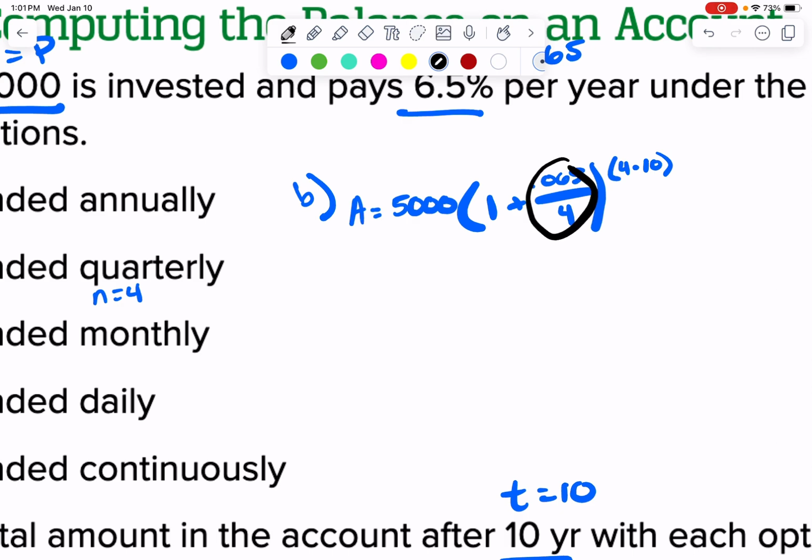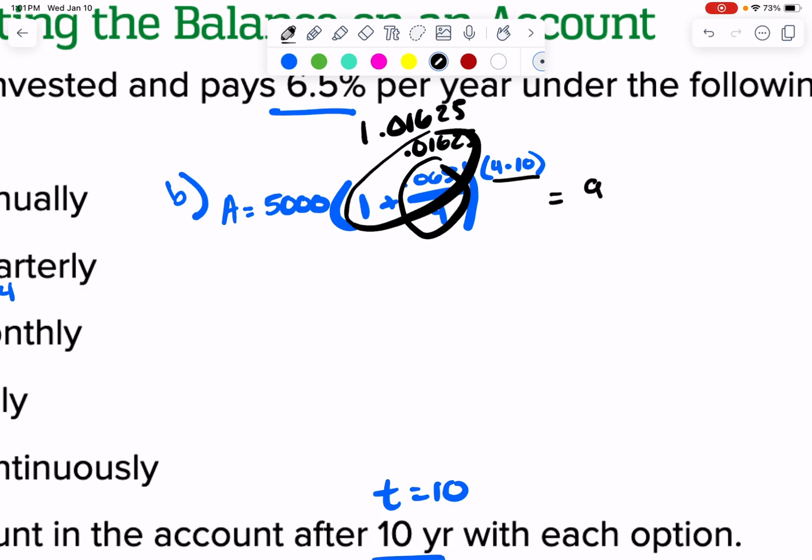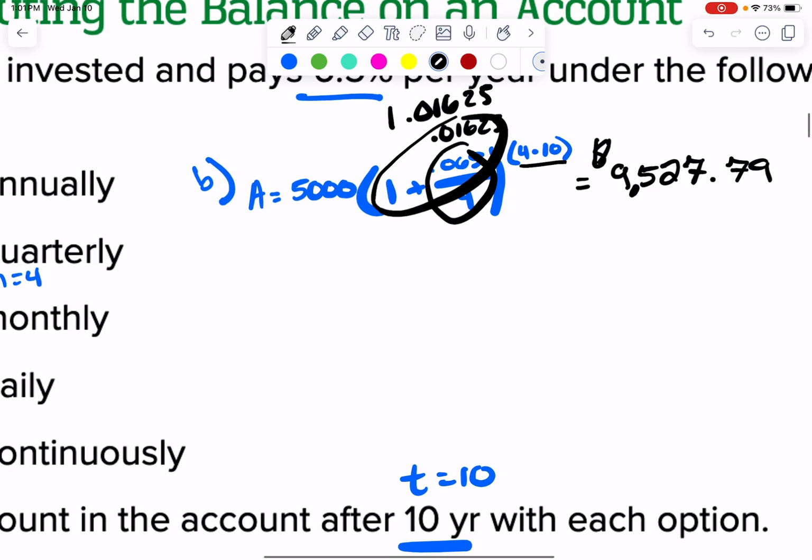This divided is 0.01625, which means this whole thing is 1.01625, okay? And then I can take that to the 40th power. I'm doing this on my phone calculator, by the way. I don't recommend doing that. And then I take that times the 5,000. So quarterly, this will turn into 9,527, and we go to 2 decimal places because we're dealing with money. So it turns into $9,500, something like that, okay?